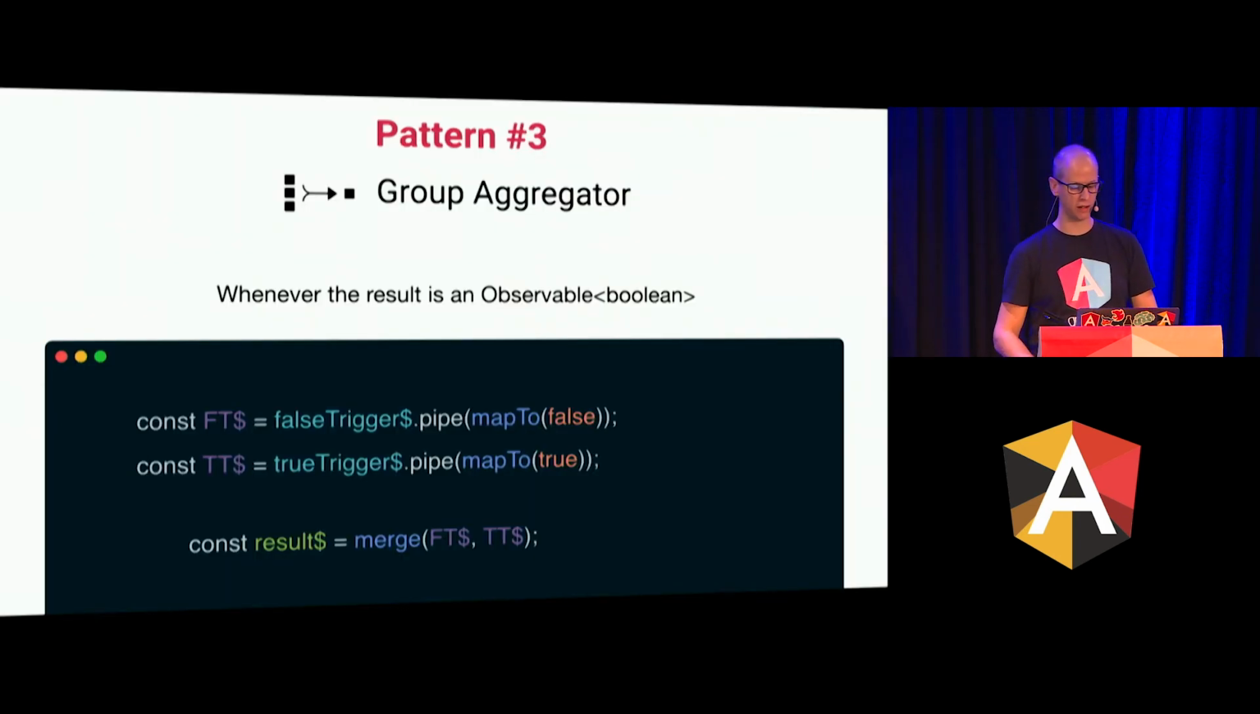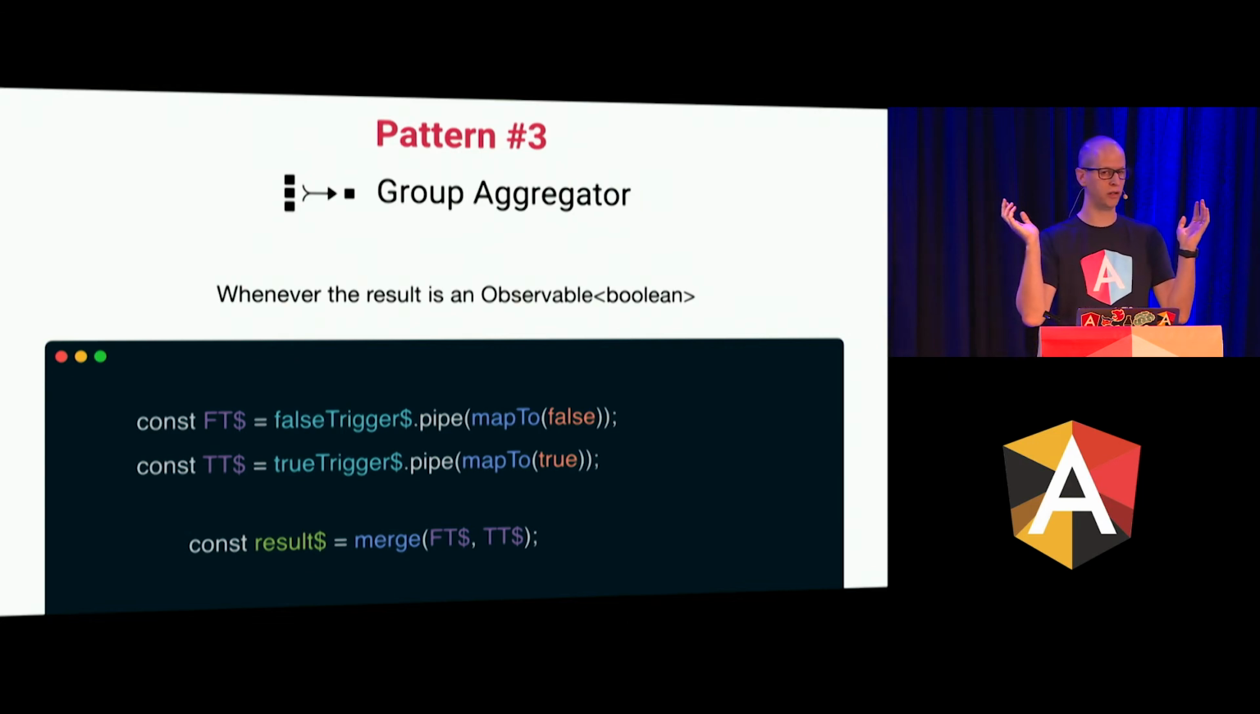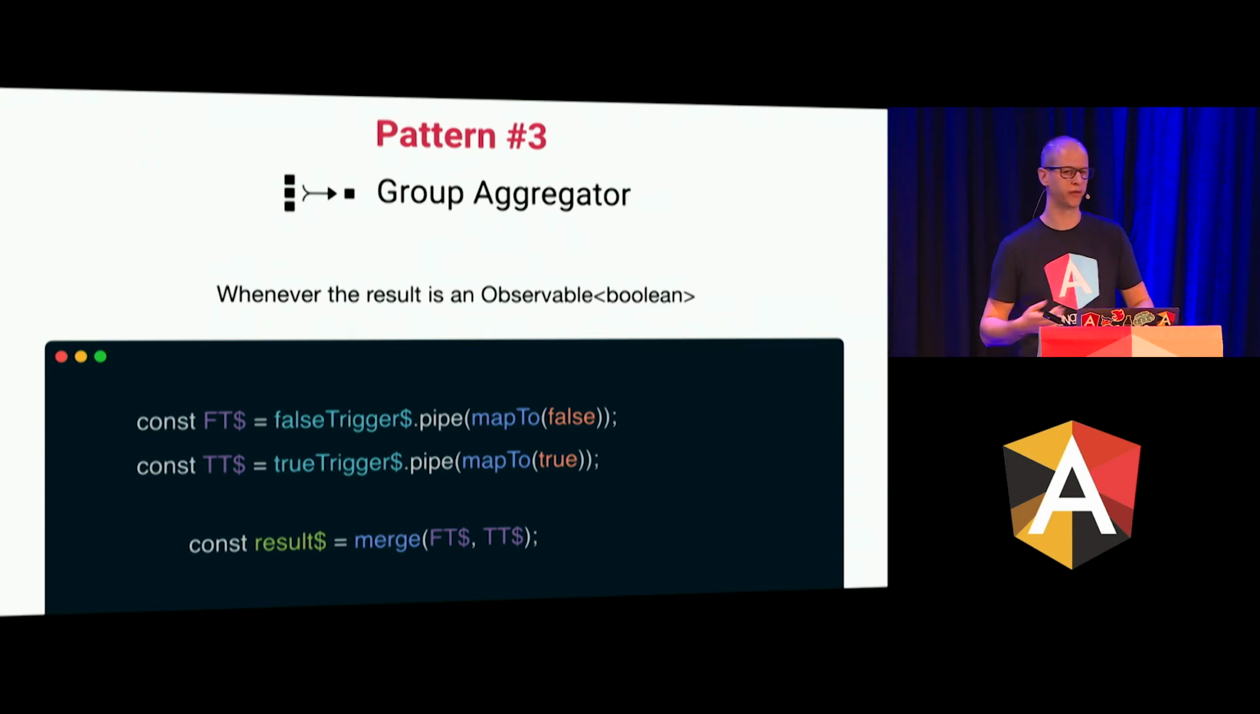Let's take a look at our pattern, and this is called the group aggregator. I know these names are kind of silly, but whatever. So when we have a result, and that result should be an observable of Boolean, what we can do is combine all of the values that are going to set it to true, put that into a stream, combine all of the values that are going to put it to false, combine that into a stream, and then we just merge it together to get a result stream. Okay?